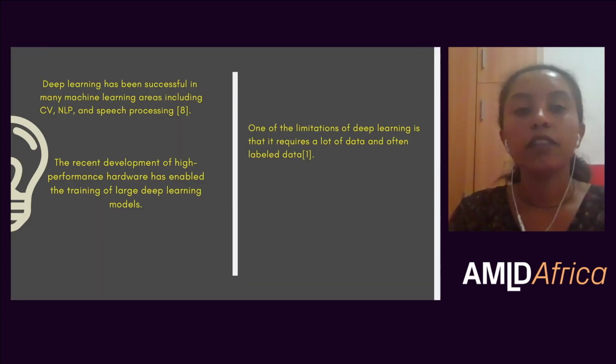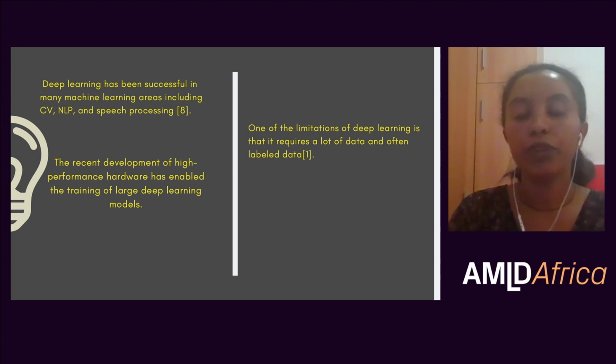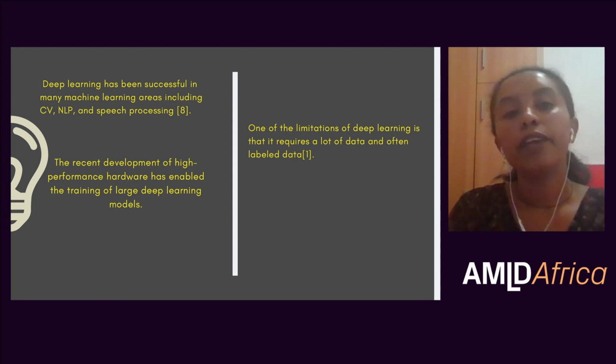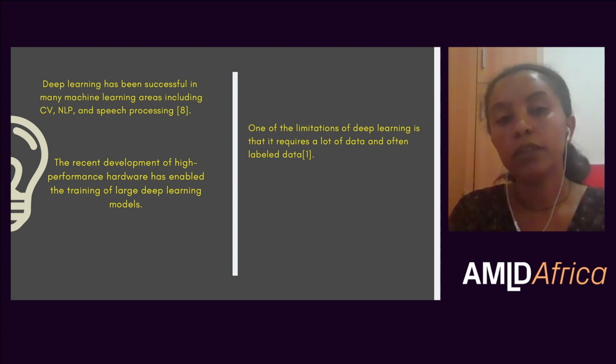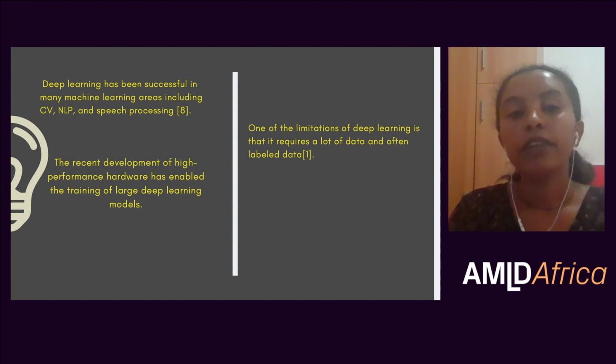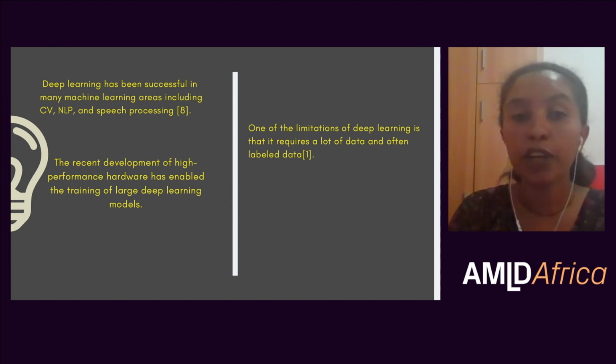In recent years, deep learning has been successful in many machine learning areas, including computer vision, natural language processing, and speech recognition. And training of large deep learning models is also possible due to the recent development of high-performance hardware. However, deep learning models often have a large set of trainable parameters, and they require a large dataset for training. So one of the limitations of deep learning is that it requires a lot of datasets, and in most cases, labeled datasets.